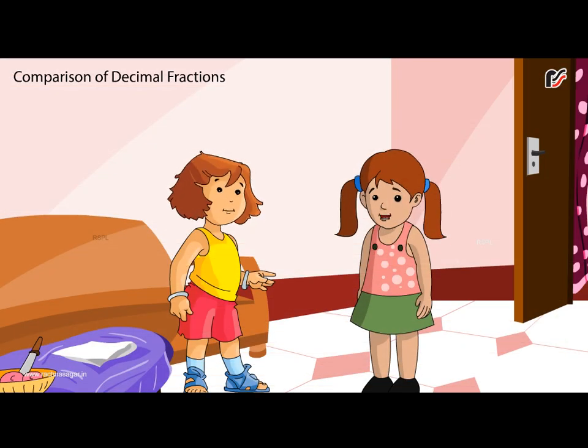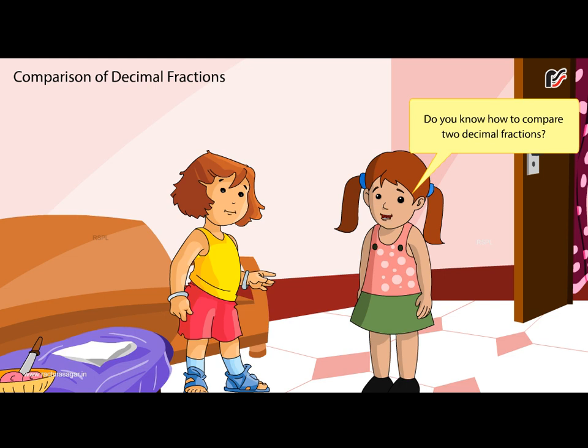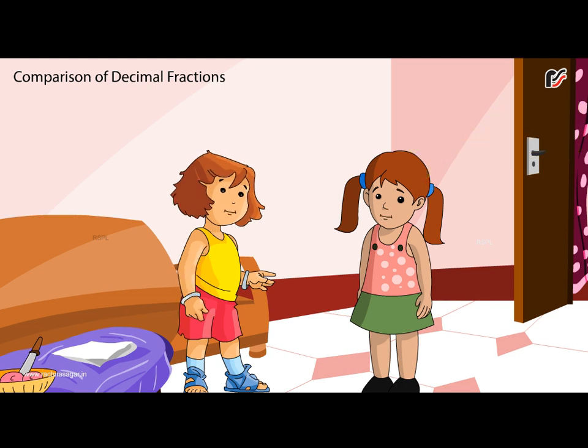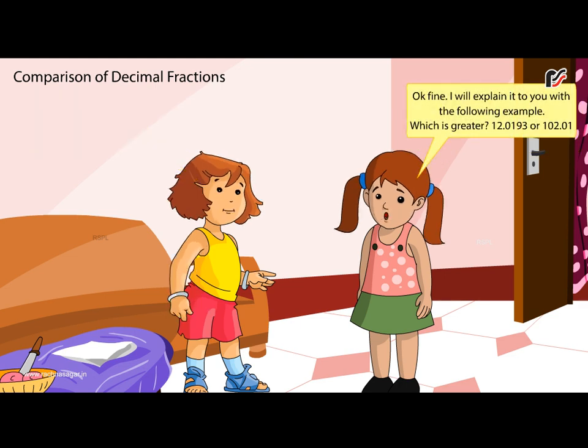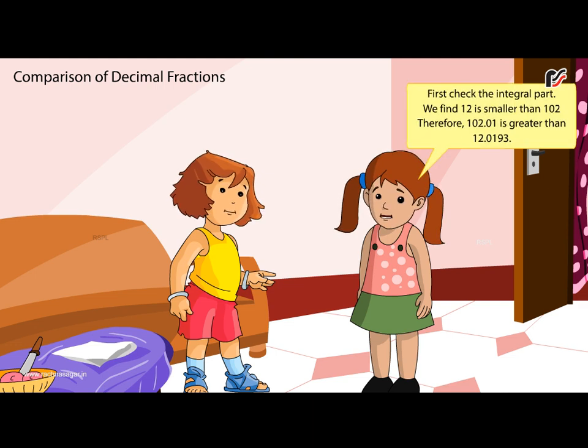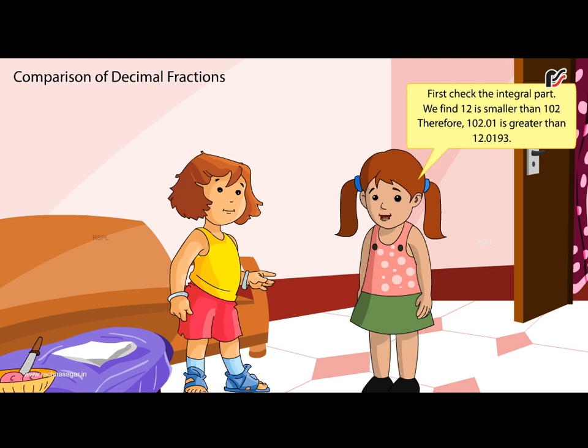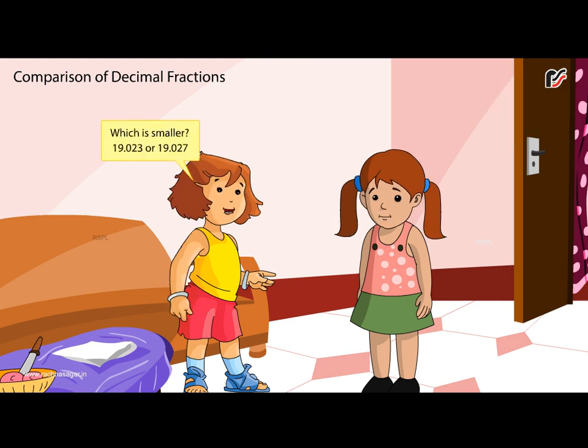Comparison of decimal fractions. Do you know how to compare two decimal fractions? No, I do not. Okay, fine. I will explain it to you with the following example. Which is greater, 12.0193 or 102.01? First, check the integral part. We find 12 is smaller than 102. Therefore, 102.01 is greater than 12.0193.